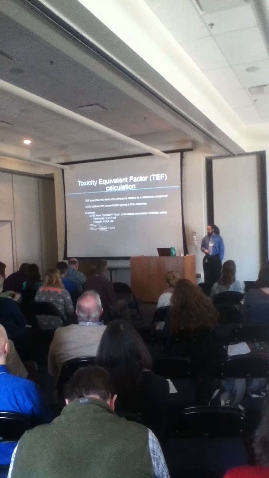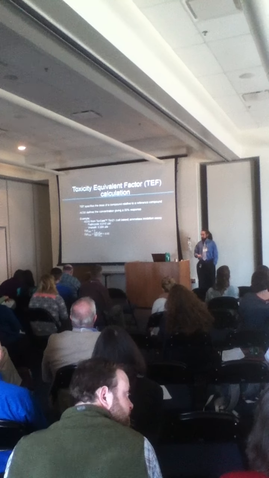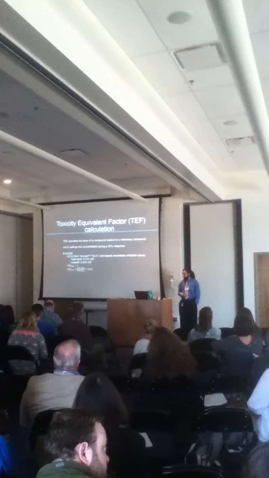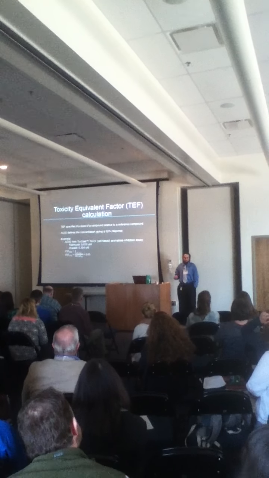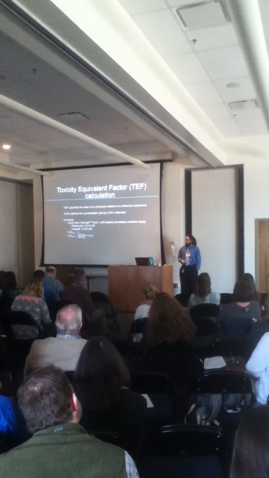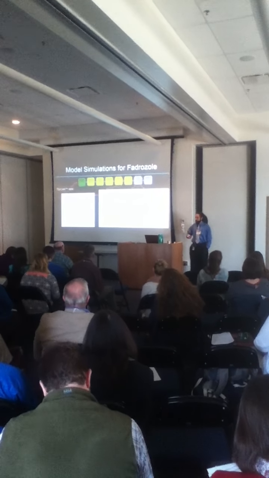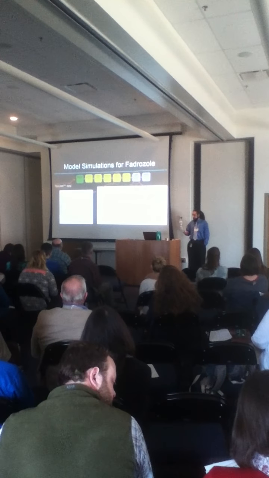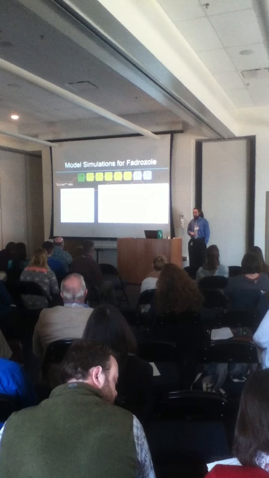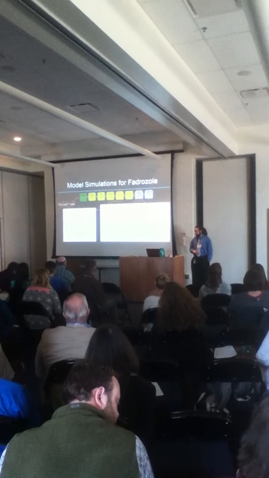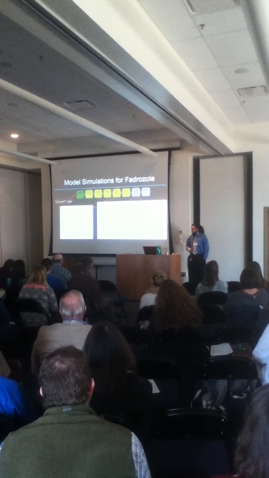In order to calculate our toxic equivalent, we had to calculate our toxic equivalent factor. And that was easy enough. You take the reference chemical AC50 and divide it by your other chemical's AC50. We then plugged our toxic equivalents into the beginning of our first model, our HPG axis model, and developed several simulations. Here are just a few that I'm pointing out today.